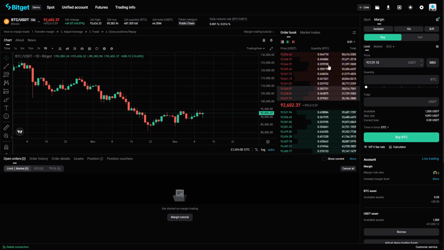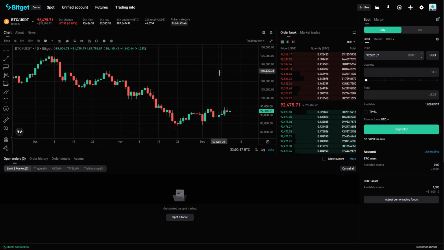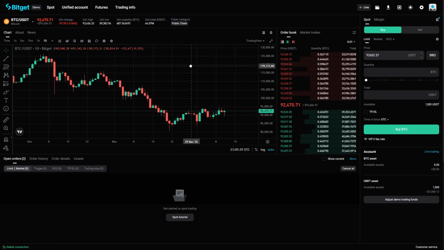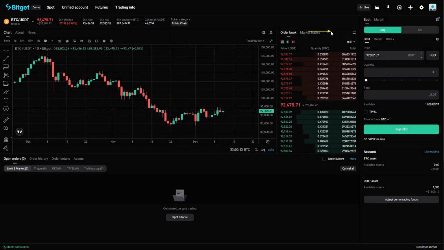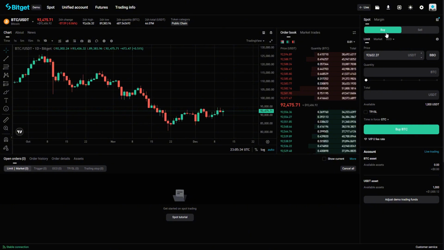All right, now you have got the tools. Let us actually place a trade. Okay, this is where the rubber meets the road. Let us actually buy some Bitcoin. On the right side of the screen, you'll see the order panel. This is where you place your trades.